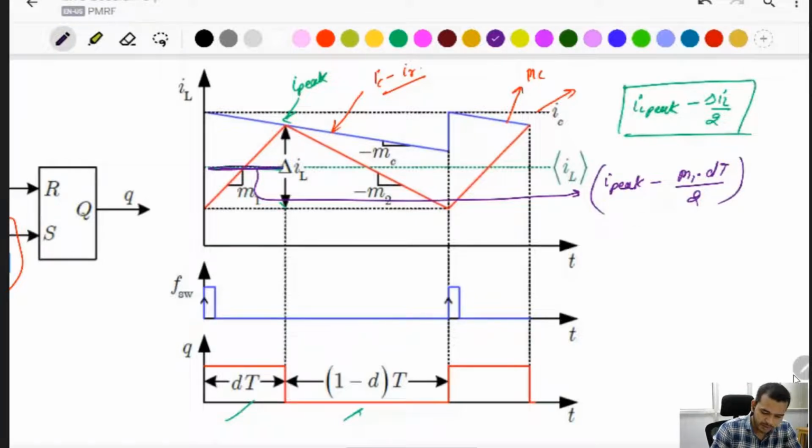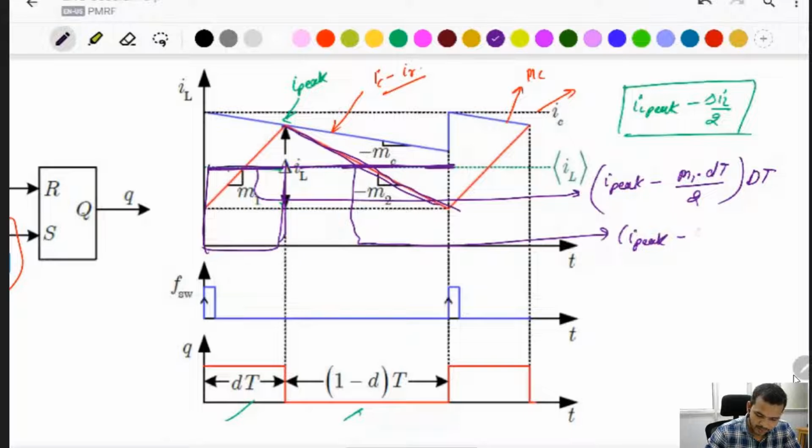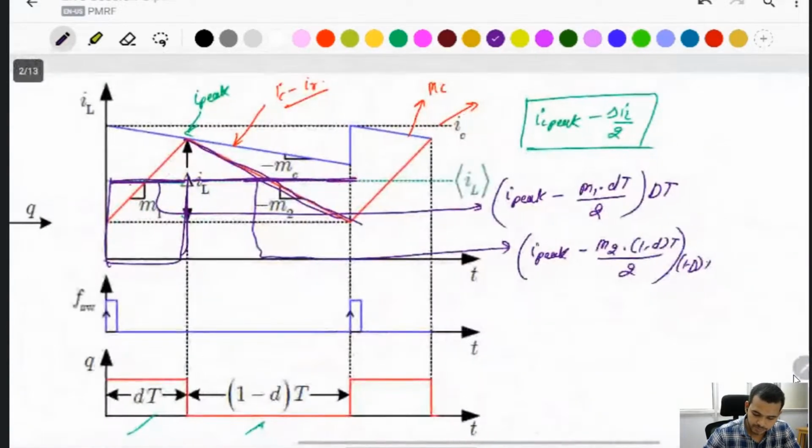Subtracted, this is fine, and apply to DT total for the average of the on time current. After that, for the off time, I have written it like this: I peak minus this slope, the total slope divided by 2. The total slope is m2 into 1 minus DT divided by 2. This is the average inductor current, multiplied by 1 minus D, the duty cycle. The same notation is used: DT and 1 minus DT.